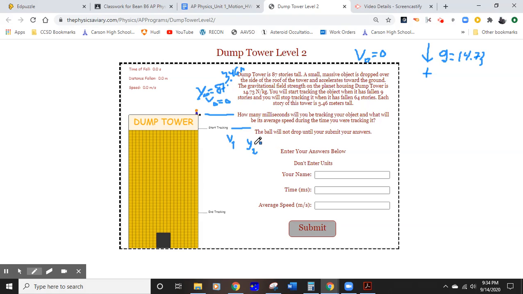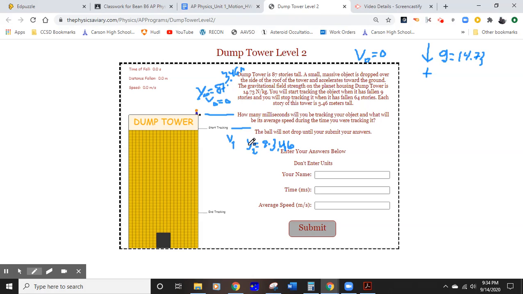In fact, we know what y2 is going to be. It has fallen 9 stories. So it's going to be 9 times the 3.46.